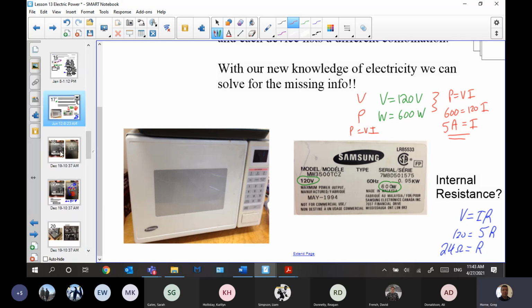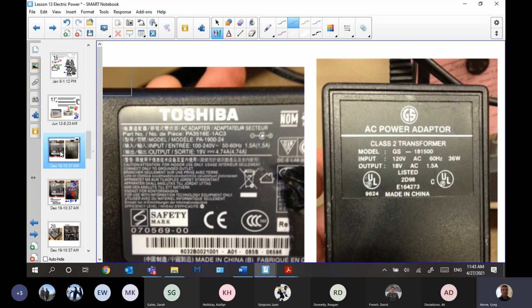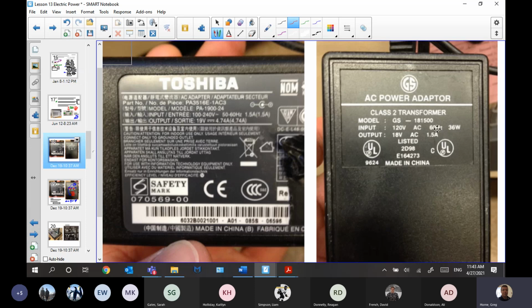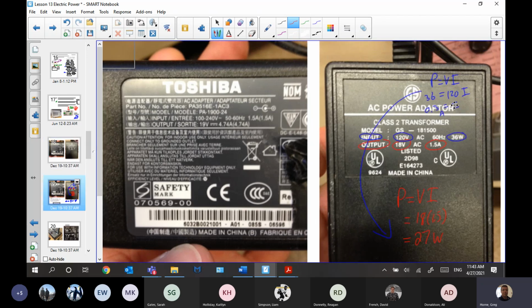So every device, I've got a whole bunch here. This is the adapter for a laptop charge cable. Notice it gives 120 volts and 36 watts. That's the input, okay? So the input is 120 volts, 36 watts. So we can calculate the current. How much current is necessary? This is power, this is voltage, we can figure out current. So let's do that. P equals VI, plug the numbers in, it says 0.3 amps. 0.3 amps input because power equals voltage times current.